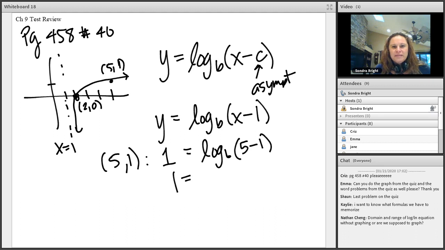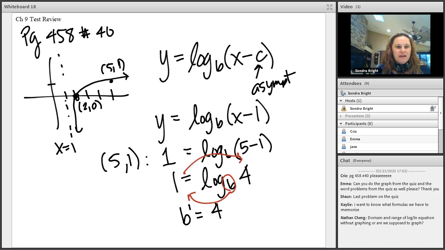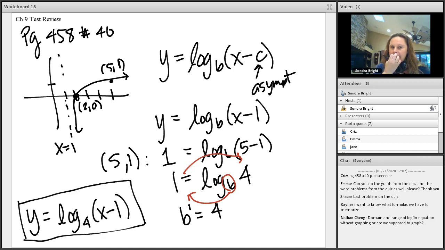So that means you've got 1 is equal to log base b of 4. And then you'll go around the world: b to the power of 1 is equal to 4. So b to the power of 1 is equal to 4. And so if your base is 4, then your equation is y equals log base 4 of x minus 1. And that is what will give you the equation of that log function.